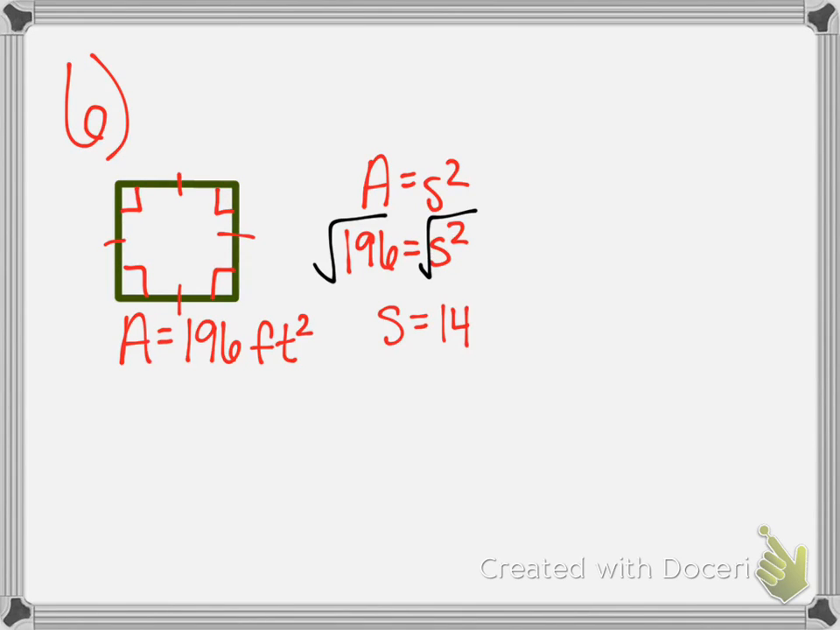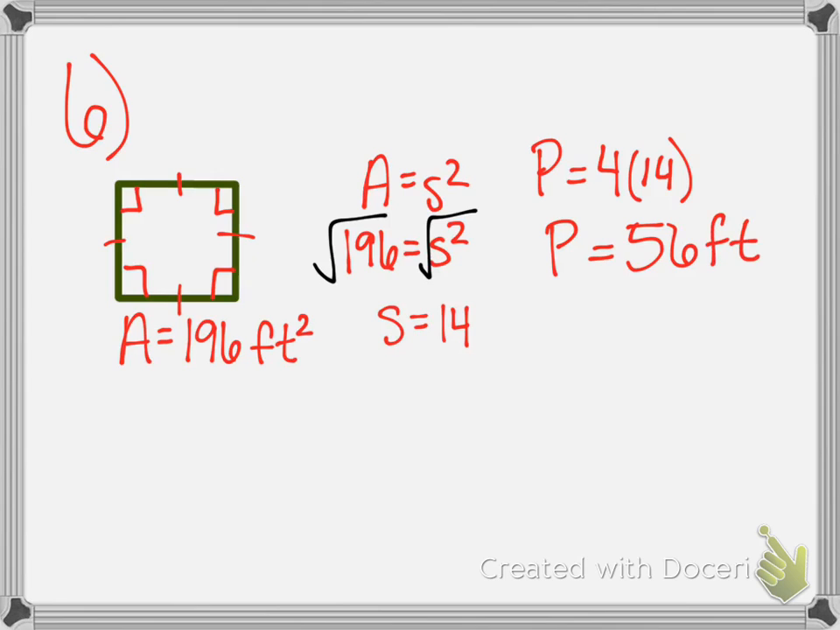So are we done? No, what did they ask us for? Perimeter. So what are we doing to that 14? Times 4. 14 times 4 is 56 feet. So that was a two-part question. Make sure you don't just stop after you've solved for S. Go all the way through to answer what they asked for.